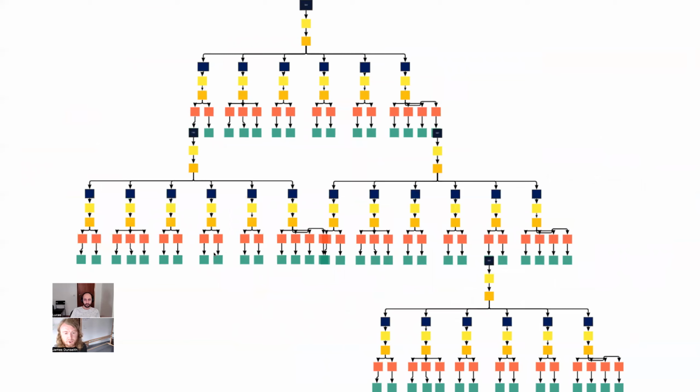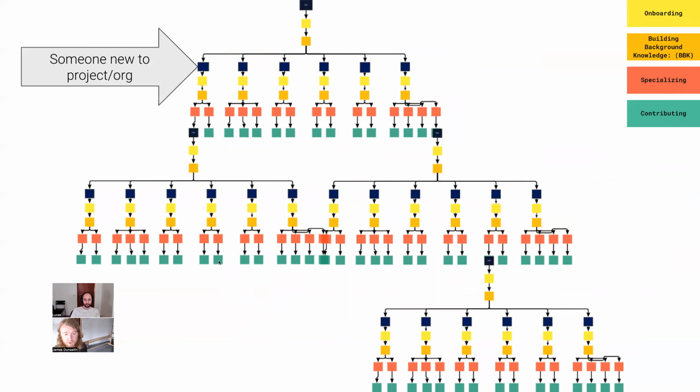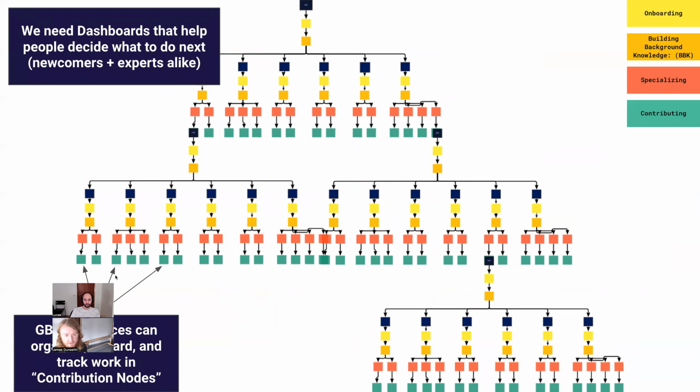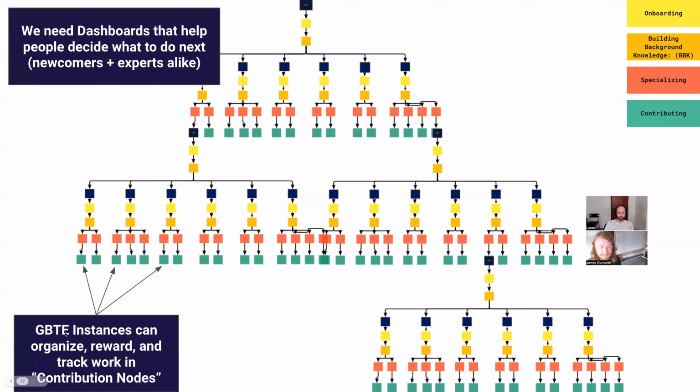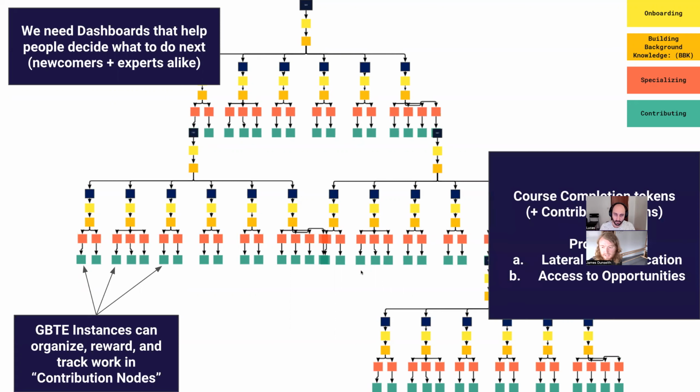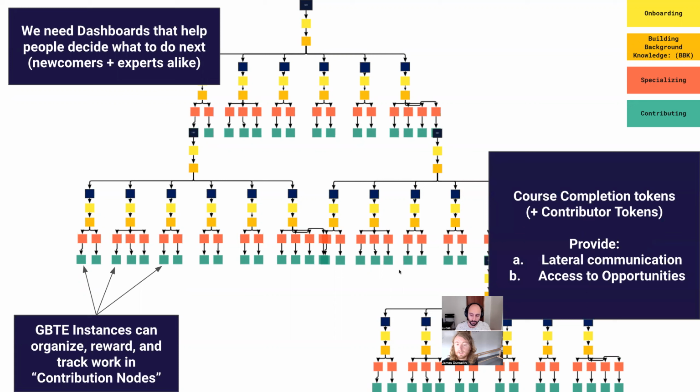Right, when you think in this chart, these contribution nodes, they don't have to have GBTEs, but it's a tool that's available if it's helpful to people who are working on a project. And whenever there is one running, that information and those contribution tokens can be made interoperable across contribution nodes. And so that's what I mean by this idea of lateral communication. Contributor tokens can provide that.